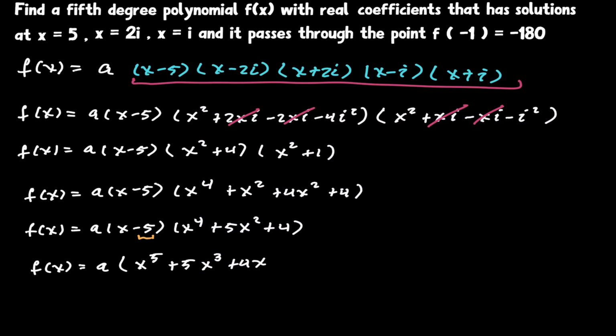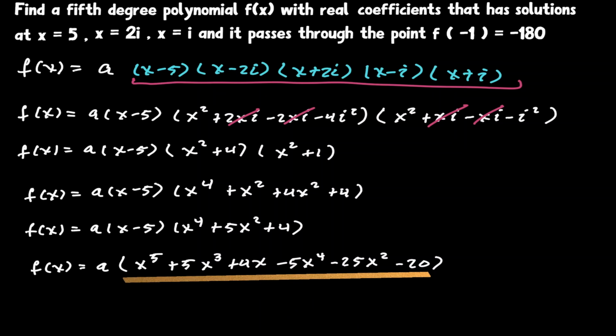Now let's distribute this -5 to the first, -5x to the 4th. Distribute to the next one, -25x squared. And lastly, distribute to the last one, that will be -20. So we're almost done. Now let's just rewrite this in standard form, from the highest to the lowest exponent.